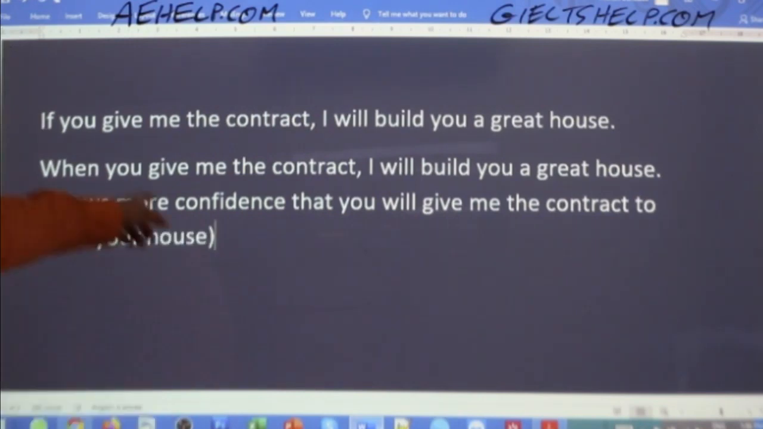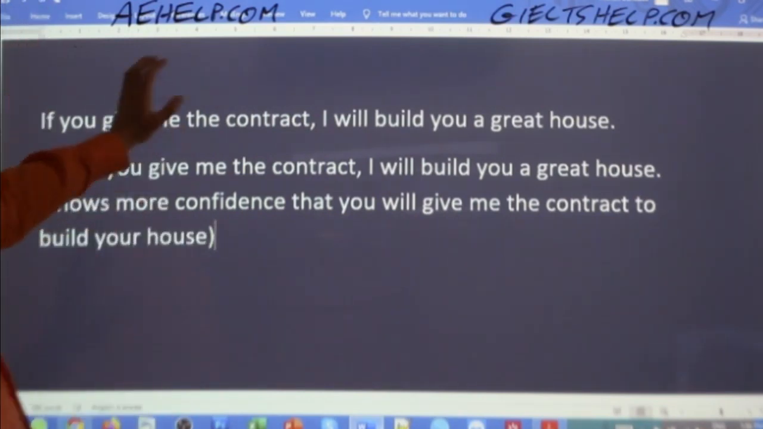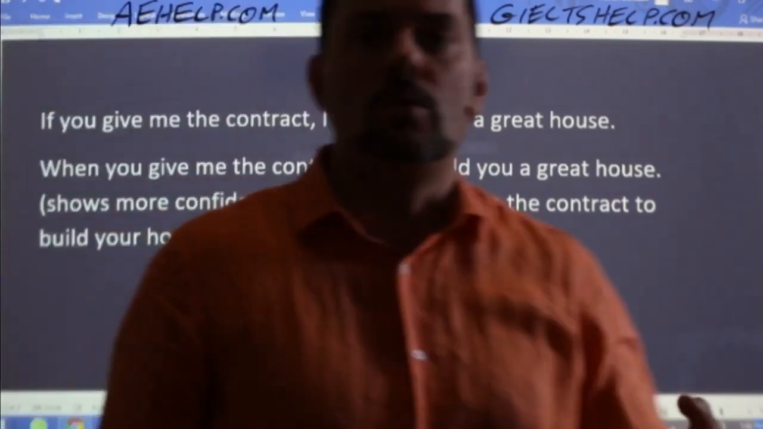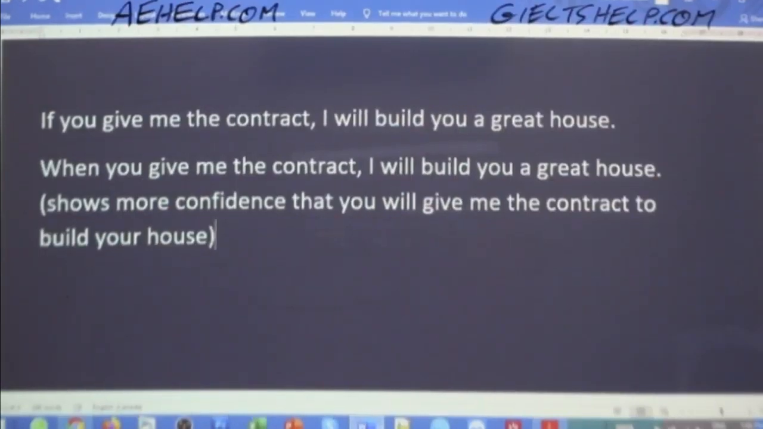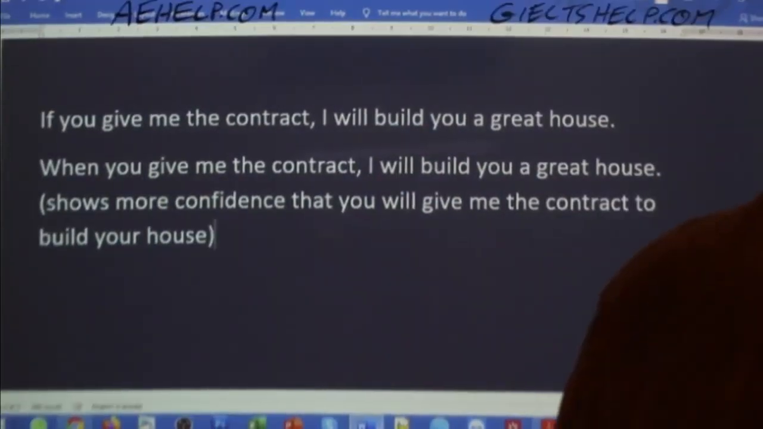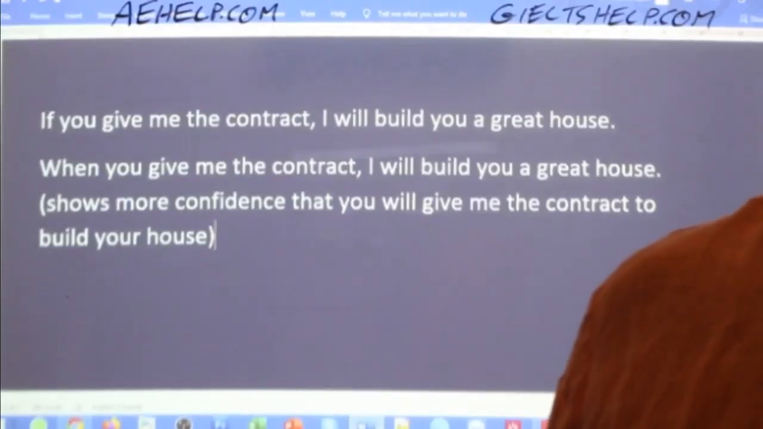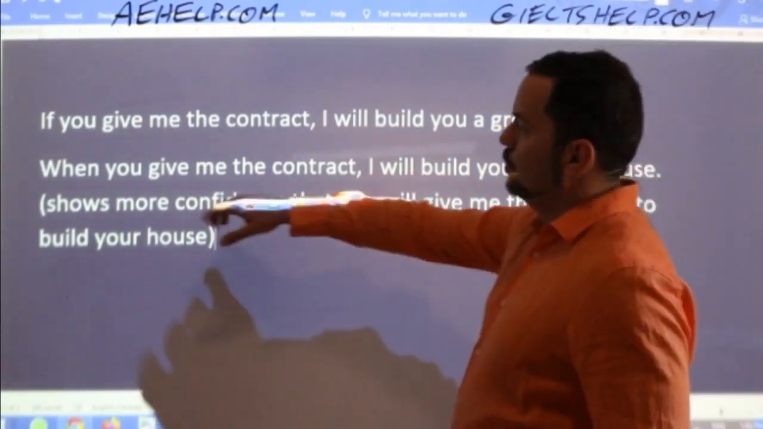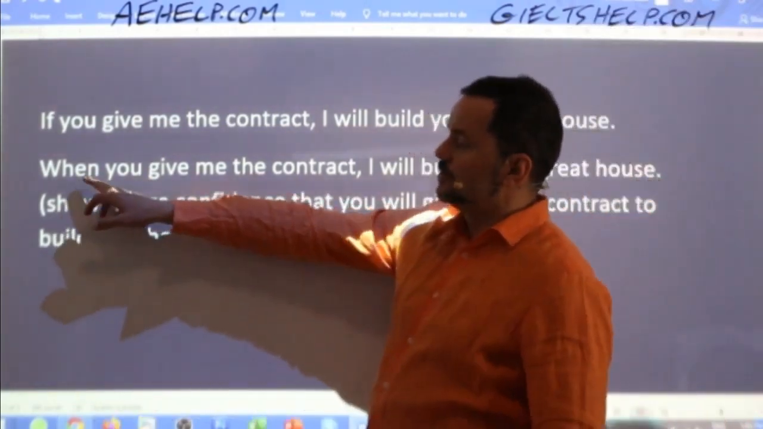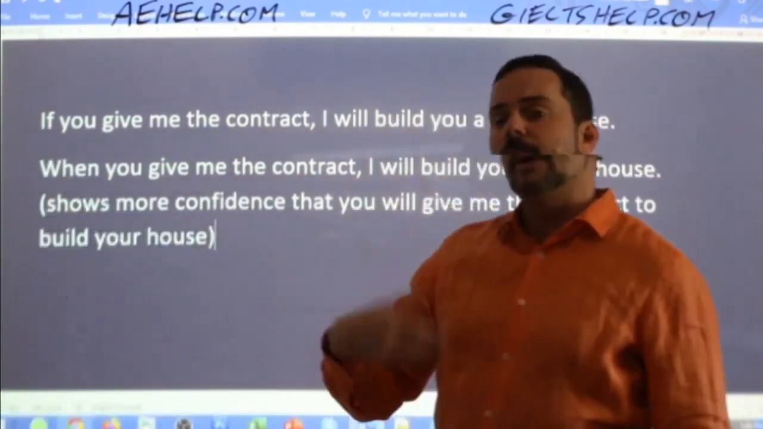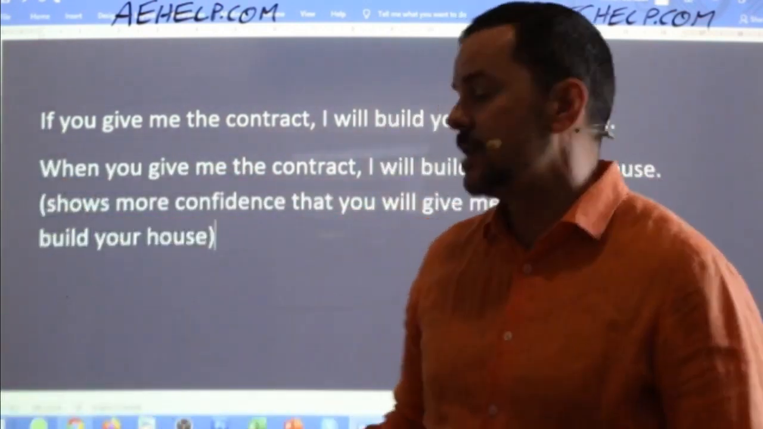Does that make sense, students? This is really important, especially for those of you who are businessmen, businesswomen, and you want to win contracts and you want to control the business environment more. It's very important to know this, okay? So you need to control your language just by changing this one little word here, the if to when, gives you a better chance to get that contract, okay?